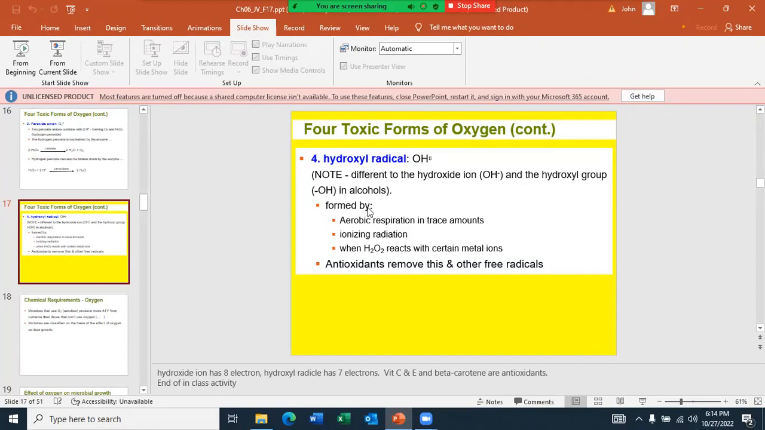Hydroxyl radicals are made in aerobic respiration in very low amounts, trace amounts. They're also made by ionizing radiation and when hydrogen peroxide reacts with certain metal ions. How our cells deal with hydroxyl radical is we make antioxidants to remove the hydroxyl radicals, as well as other free radicals. And 2 antioxidants which remove hydroxyl radicals happen to be vitamin C and vitamin E. Any question about any of that?